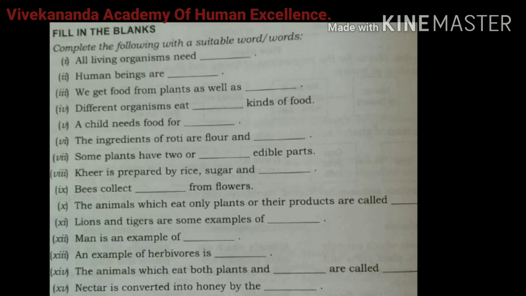Man is an example of omnivores. Next, an example of herbivores. Here you can give a lot of examples like buffalo, cow, deer. So an example of herbivore is, suppose, cow. The animals which eat both plants and animals are called omnivores. Next, nectar is converted into honey by honey bees. Correct.